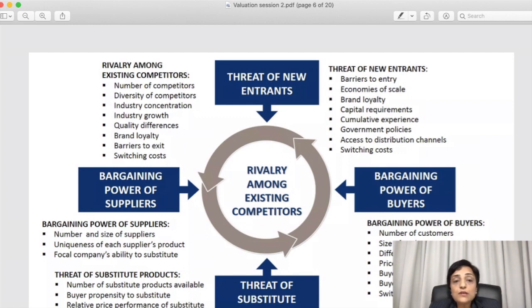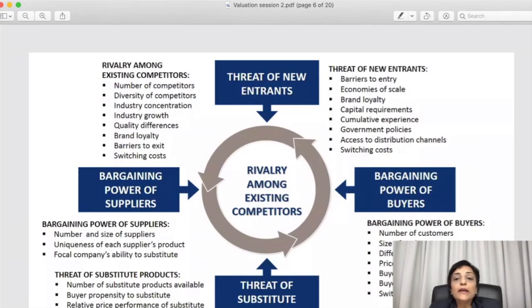The uniqueness of each supplier's product is also an important force. If a company is able to customize its product and give it to the suppliers, then it's easier to get it done through new suppliers, or to buy it from new suppliers. Then it's a lower force.